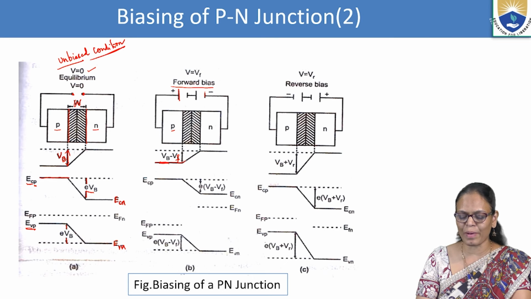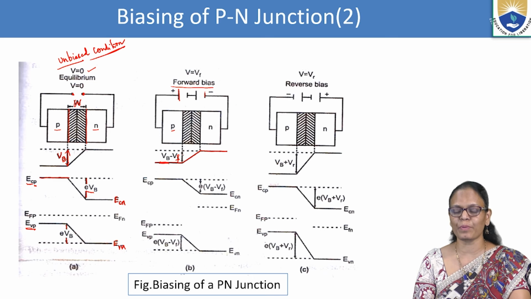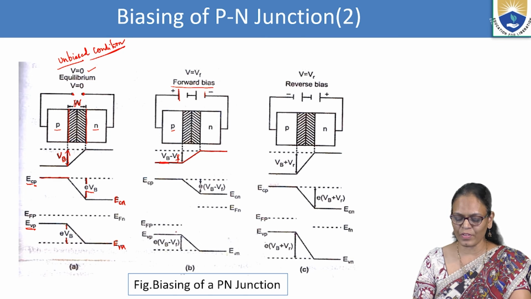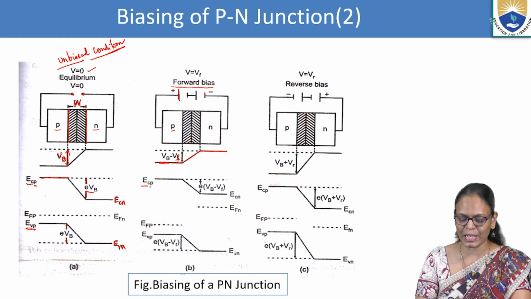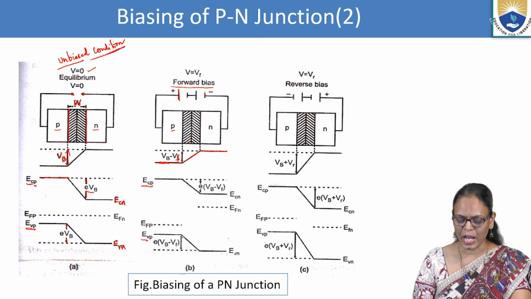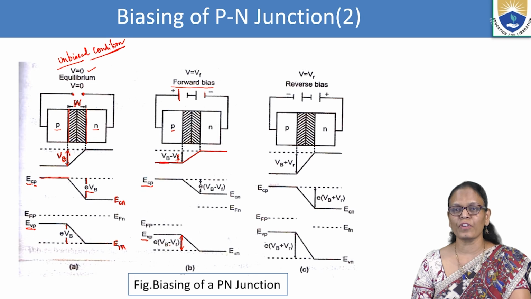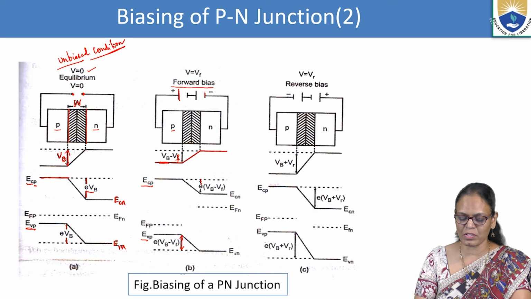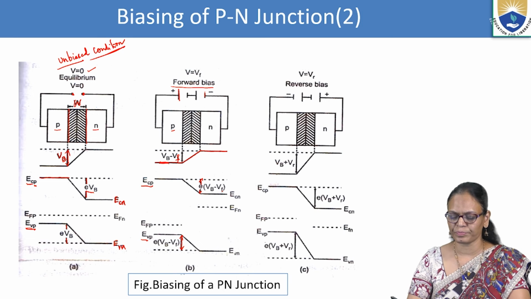So because of forward bias, the barrier potential is lowered. Even in the energy band diagram, between ECP and EVP, the difference is reduced. It becomes E(VB minus VF). Here also it is the same, E(VB minus VF).